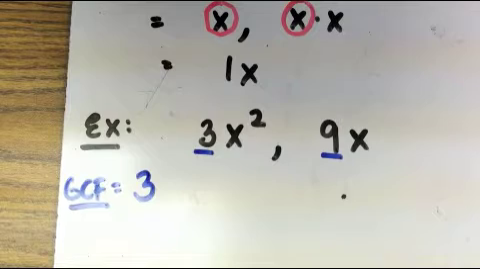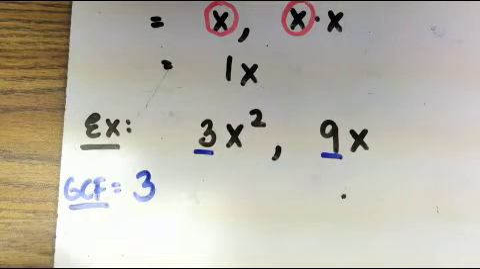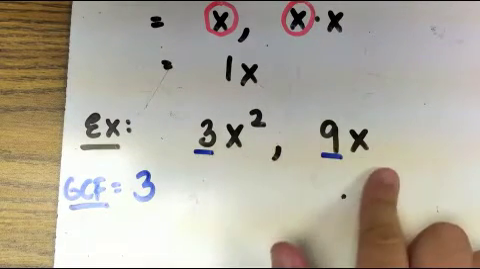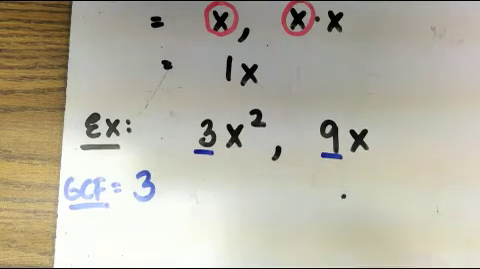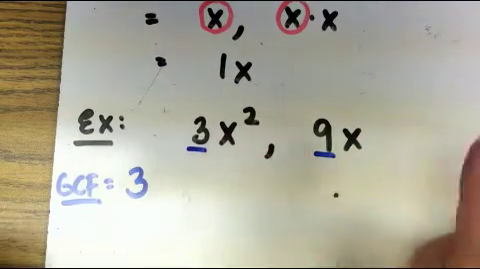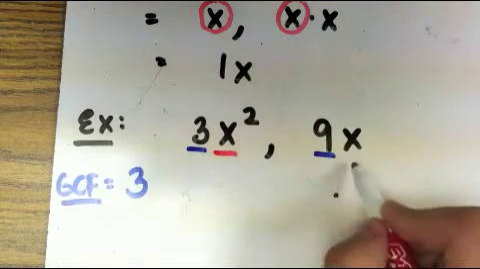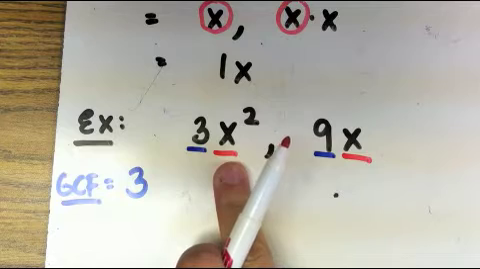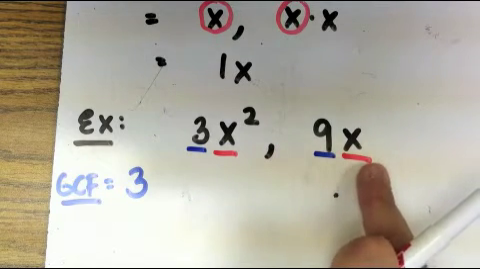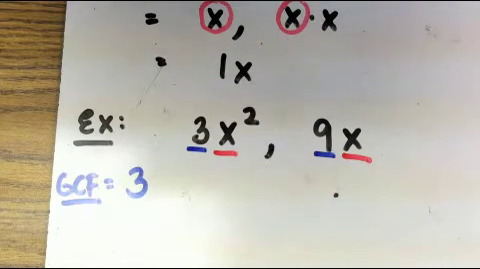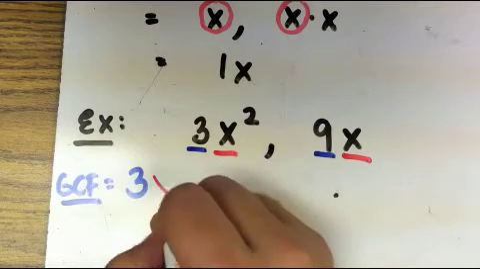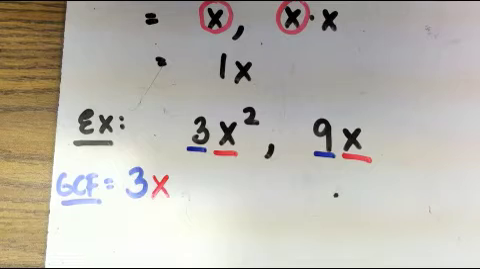Now, most students like to stop there and say, okay, hey, the answer is 3, and stop. They forget that there are letters here. All of a sudden, they just miraculously disappear. They're still here, folks, so we need to take care of them. Now, only looking at your variables, this one here has an x squared. This one here has an x. So my question to you is, what do they both at least have in common? Well, they both have one x in common. So the GCF of 3x squared and 9x is 3x.